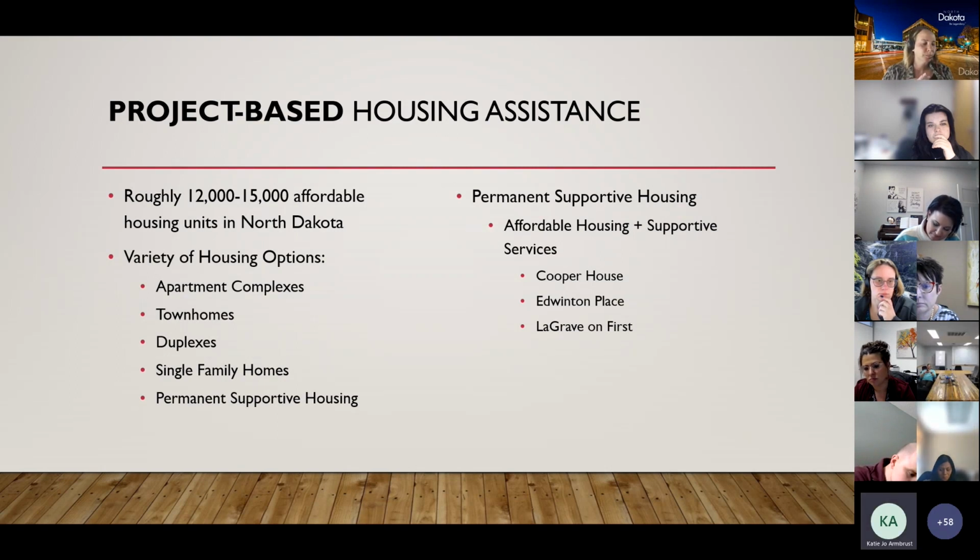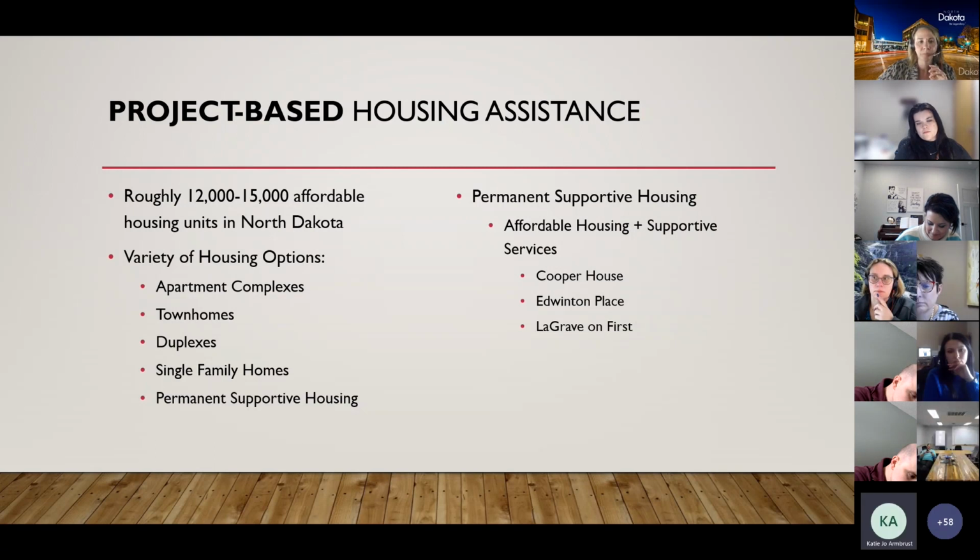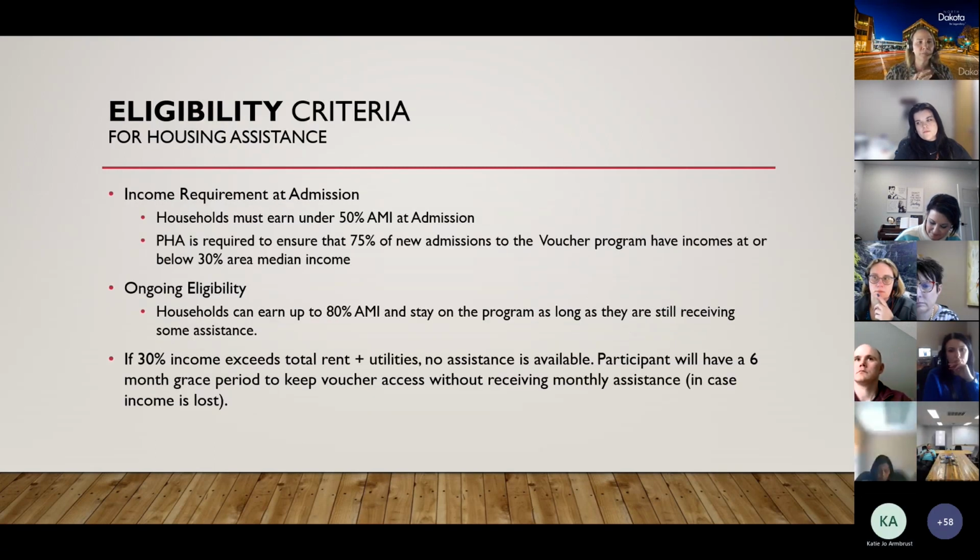Nope, that's okay. If we sneak to the next one, we'll talk about eligibility criteria. Oh, thanks. It's on the next slide after that.